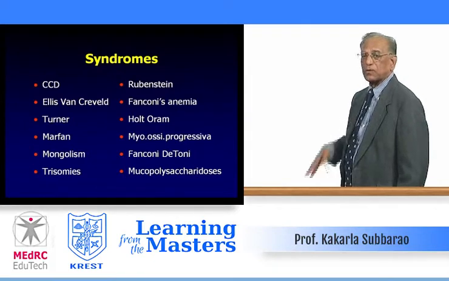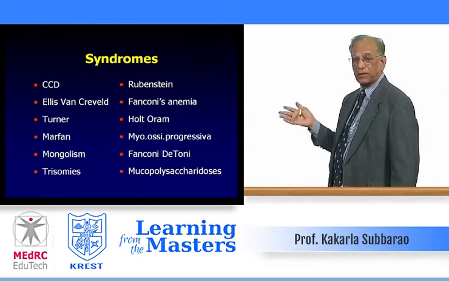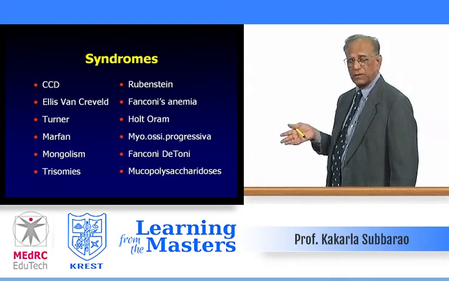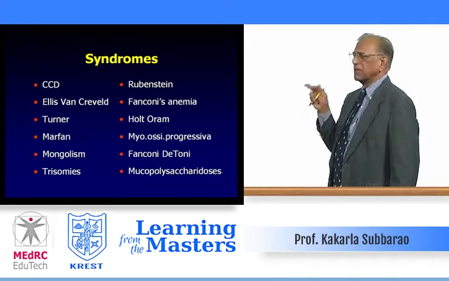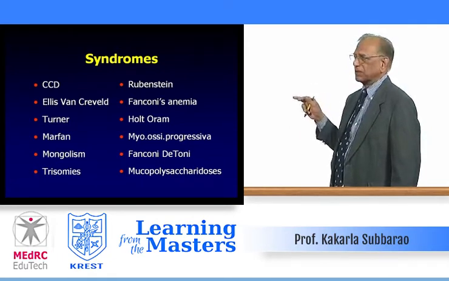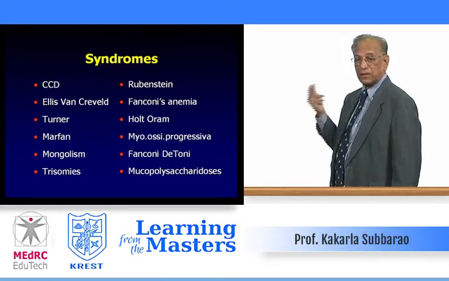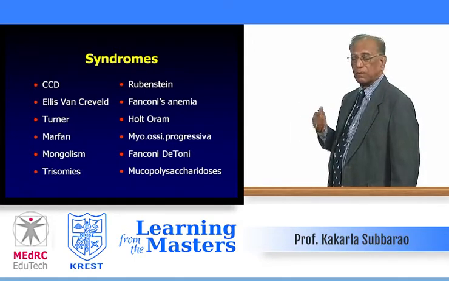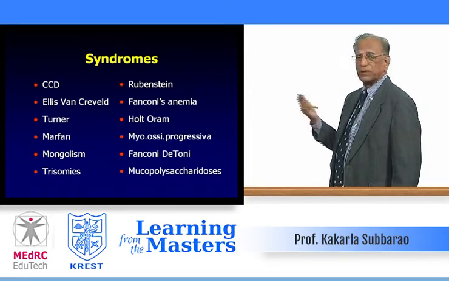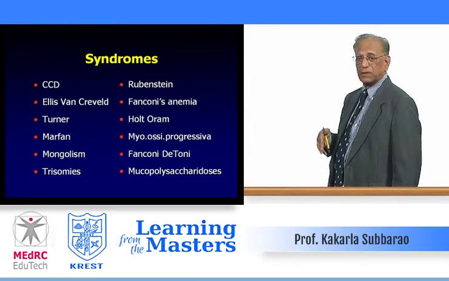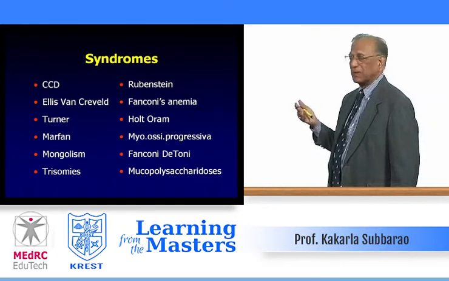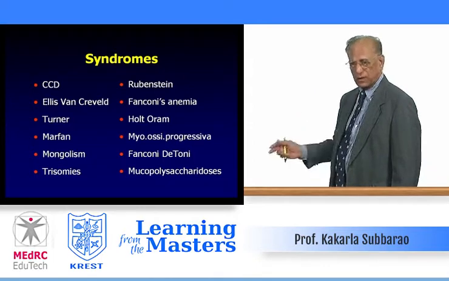And then we come to other syndromes. We have finished the sclerosing dysplasias, other dysplasias, mucopolysaccharide disorders, now other rarer syndromes. CCD, Cranio-Cleidodysostosis, and then Ehlers-Danlos, Turner syndrome, Marfan syndrome, Mongolism, Trisomies, Rubinstein-Taybi syndrome, Fanconi's anemia, Holt-Oram, myositis ossificans progressiva, or today it is called fibrodysplasia ossificans progressiva, Fanconi and Ditoni syndrome. Of course, we have finished mucopolysaccharides already.